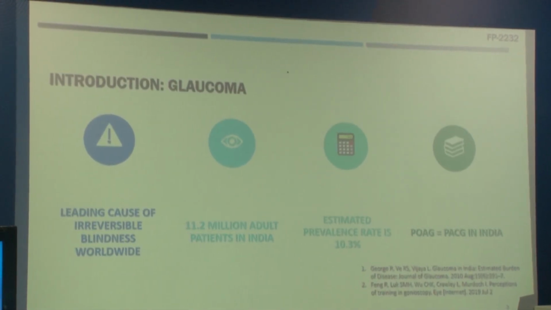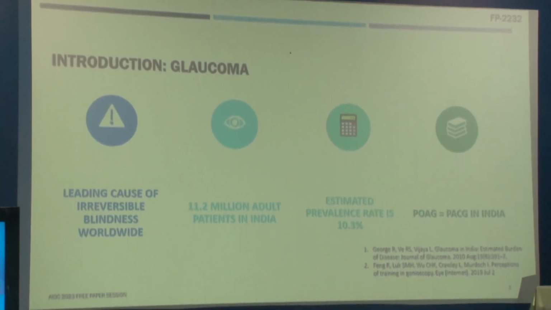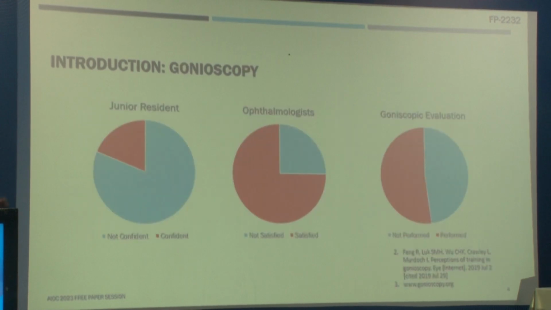Glaucoma is the leading cause of irreversible blindness worldwide, we know, and we have 11.2 million adult patients in India. India or Asia holds a unique position where open angle and closed angle are of similar proportion, not like the West. And the only thing that can differentiate between open and closed angle is gonioscopy.